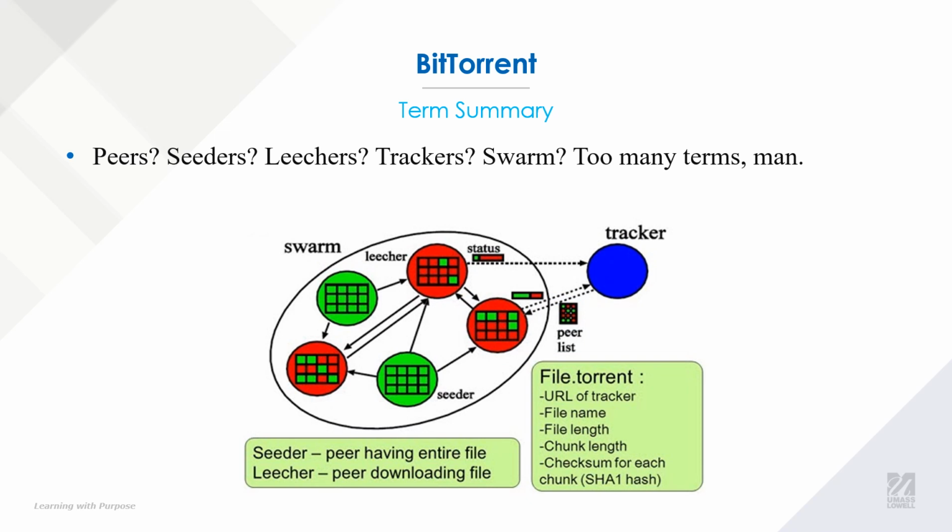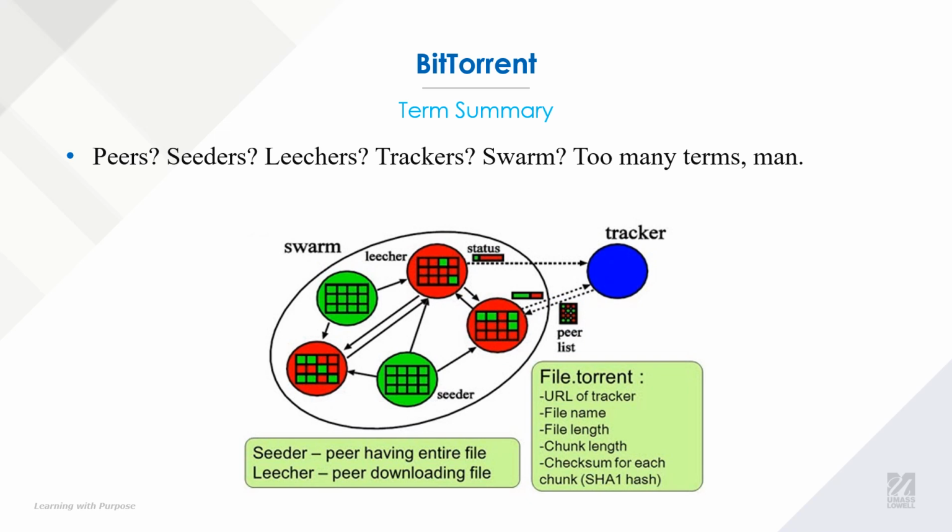A leecher, on the flip side, is used to describe peers that have not yet finished downloading a file. Now, colloquially, a peer that intentionally throttles upload speed and cuts off a torrent as soon as it completes is also known as a leecher. But I assure you, leechers, in the technical sense, are a very vital organ in the BitTorrent ecosystem.